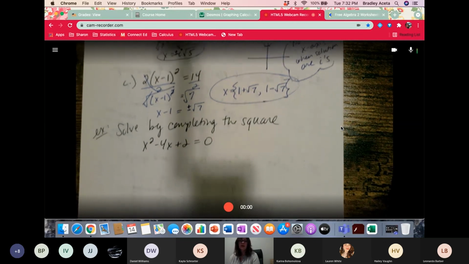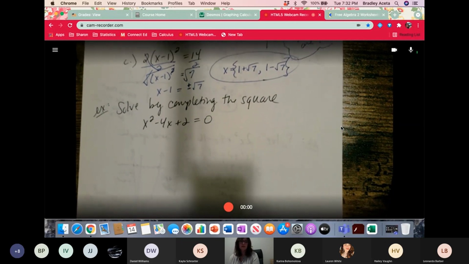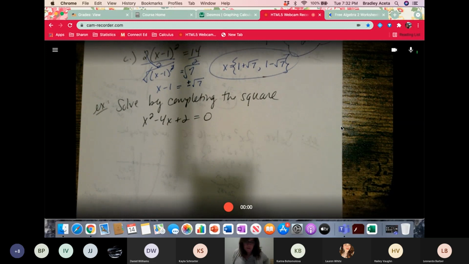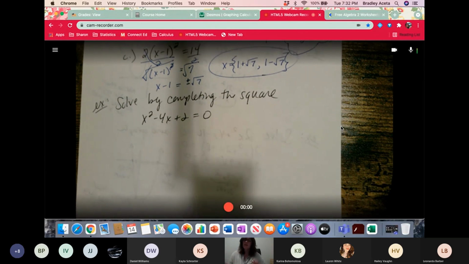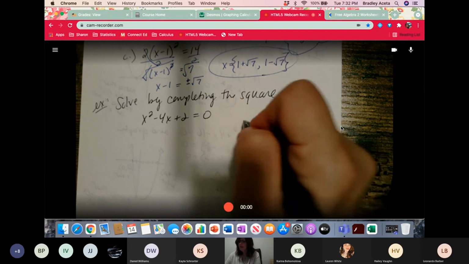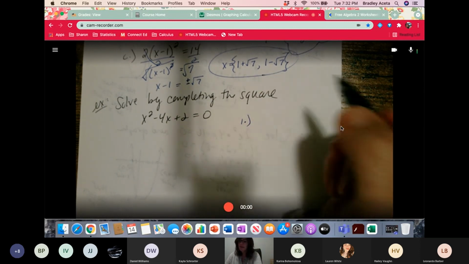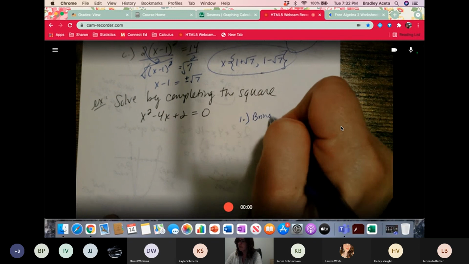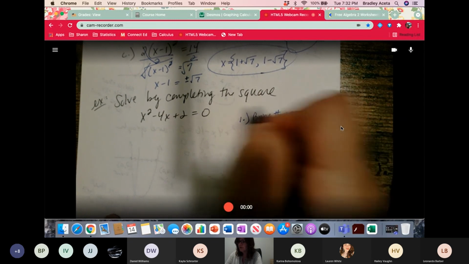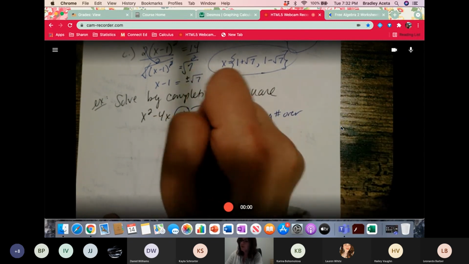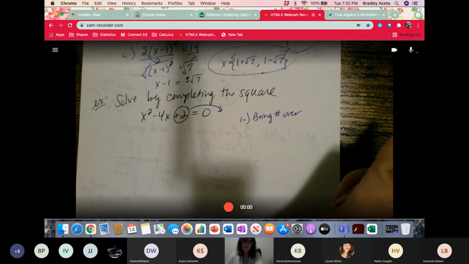And our last and final question for the night. Solve by completing the square. Now, we just did a whole 3 examples on the last lesson of completing the square. Let's go over it again. This time there's no y here, but it's the same thing. Okay, same exact thing, and I'm going to write little steps over again so you know. Bring the number over. Here's the number. Bring it over. Change its sign.